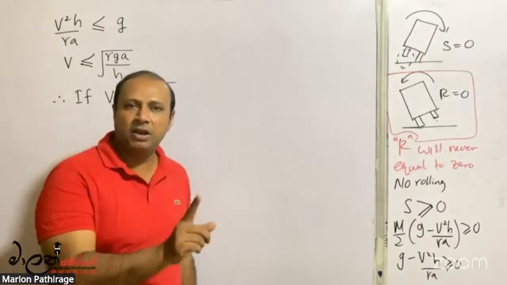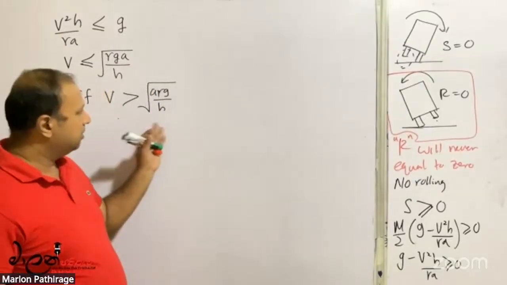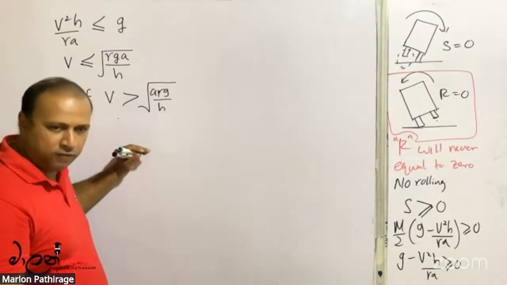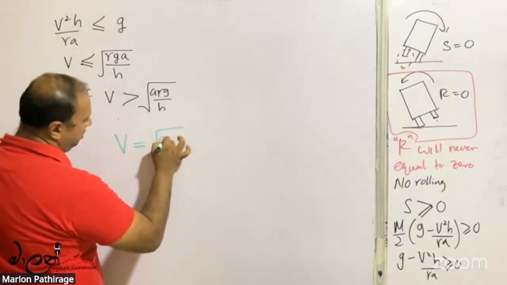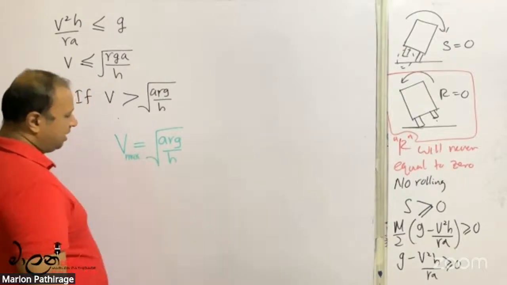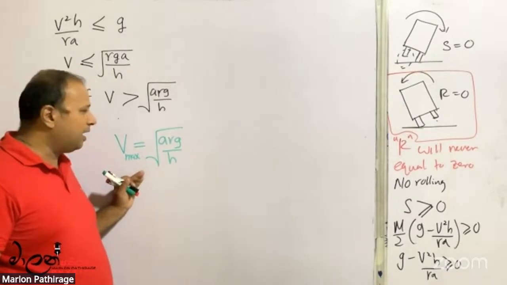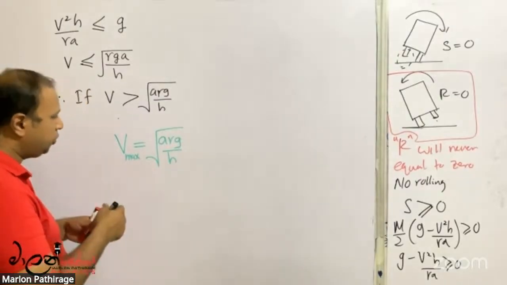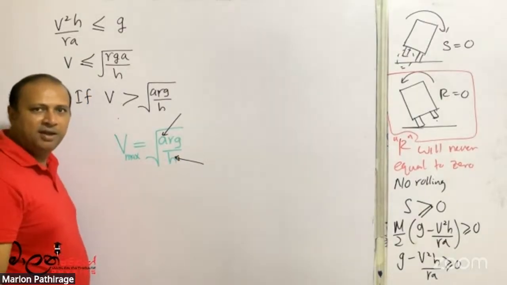So the maximum velocity that can be had by any kind of vehicle without rolling into the outward direction is equal to the square root of RGA over H. This is the maximum velocity without roll. So, if you know this value, you can adjust this value according to the geometrical configuration of the vehicle.